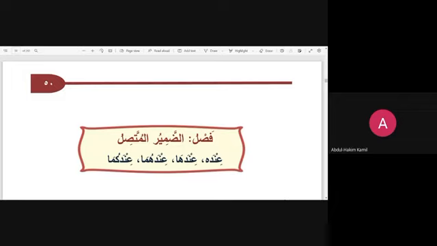This is a specific word that we need to learn how to use in Arabic, and that's why we're giving this word extra attention. Indahu, indaha, indahuma, indakuma. Indahu, what does that mean? He has. Indaha, she has. Indahuma, they have, two people. Indakuma, you have, two people.